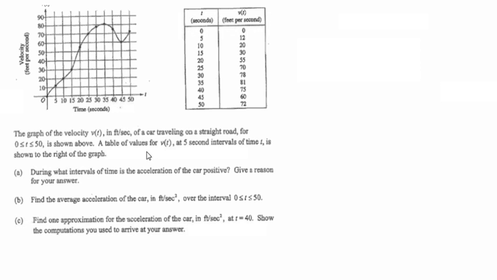The graph of the velocity v of t in feet per second of a car traveling a state road for t between 0 and 50 is shown above. A table of values for v of t in 5-second intervals at time t is shown to the right of the graph. During what intervals of time is the acceleration of the car positive? Give a reason for your answer.